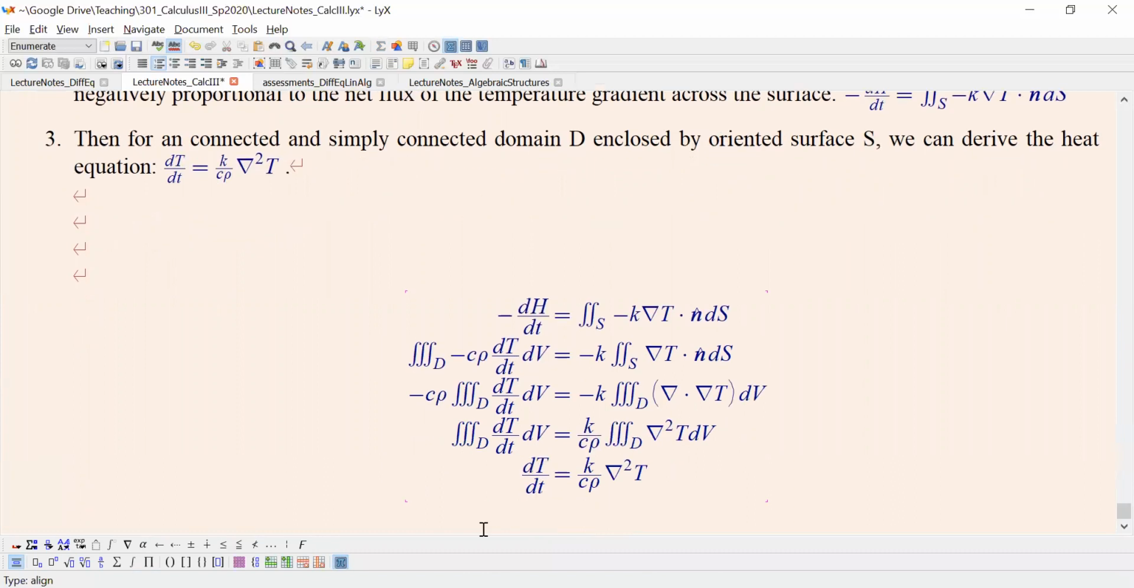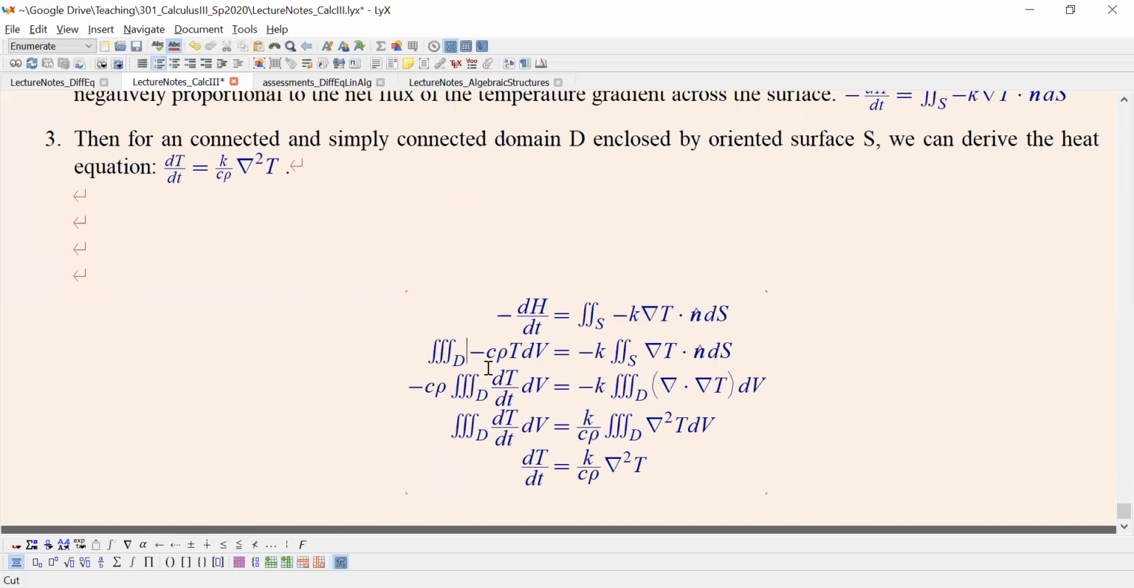First, we have the negative change in the heat as being equal to the flux of this heat flow out, where the heat flow out is negatively proportional to the gradient of the temperature. And then, since heat is the triple integral of T, Cp, we can do a little bit of swapping of our derivative. Notice here I've jumped through a few steps.